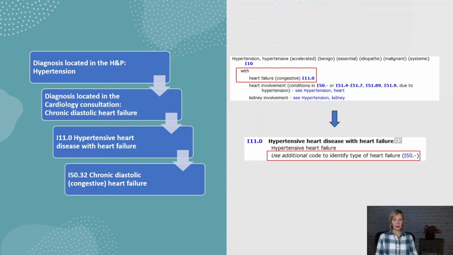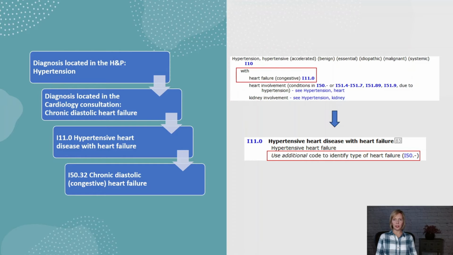In this case, the patient has been diagnosed with both heart failure and hypertension. The hypertension was noted in the history and physical, while the heart failure was documented in a consultation note. Heart failure and hypertension have a presumed causal relationship in ICD-10, so although the physician did not explicitly state that the heart failure is caused by the hypertension, we will still assign the code for hypertensive heart disease with heart failure because no other cause has been documented.